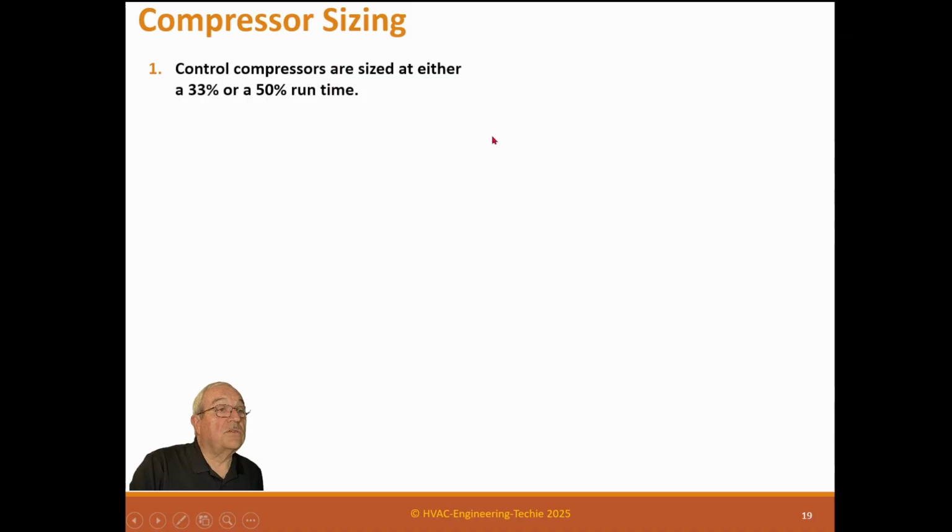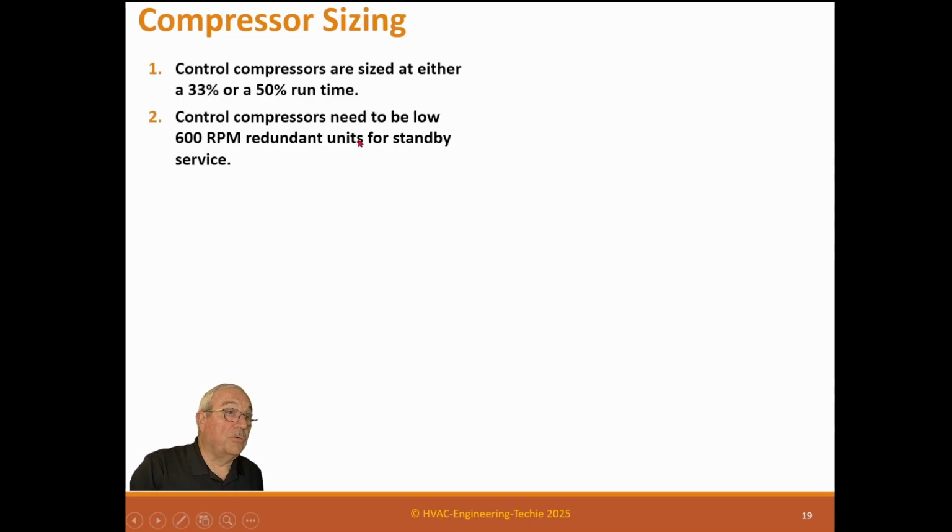Control compressors are sized at either 33 or 50%, but it really should be 33%. 50% you can, but we normally don't. Normally 33 is the correct way. Control compressors need to be low, 600 RPM, redundant units. It could be 608, 610, 540, you don't know, but around that range.